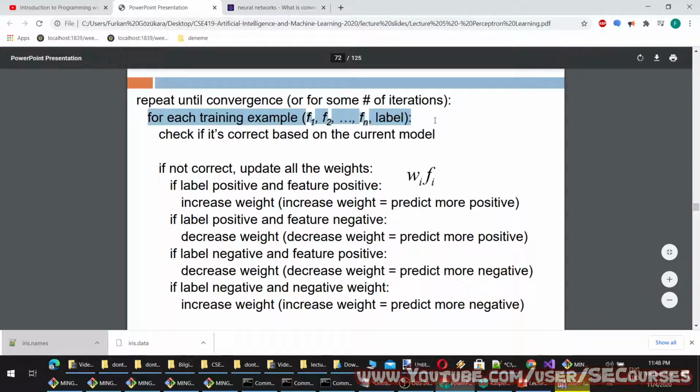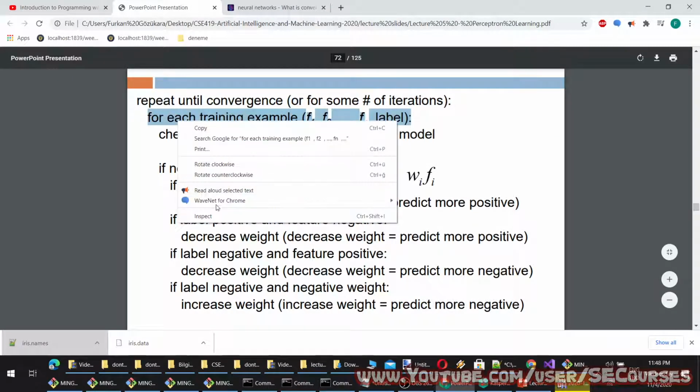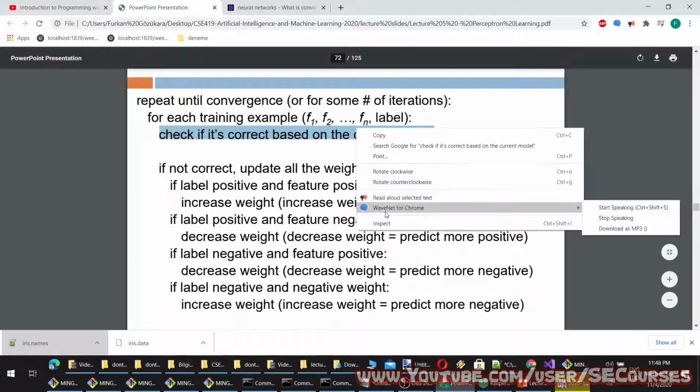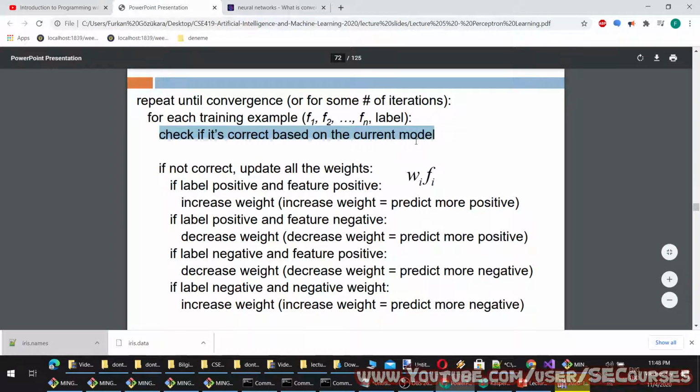So let's start from the beginning again. Repeat until convergence, or for some number of iterations. For each training example, F1, F2, Fn, label. Check if it's correct based on the current model.